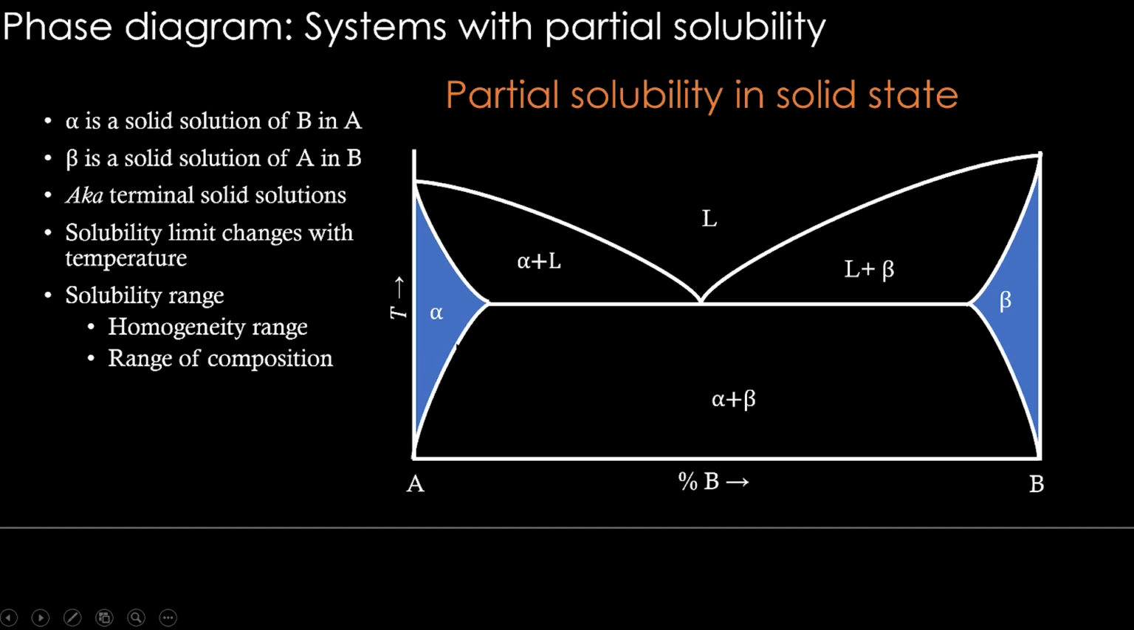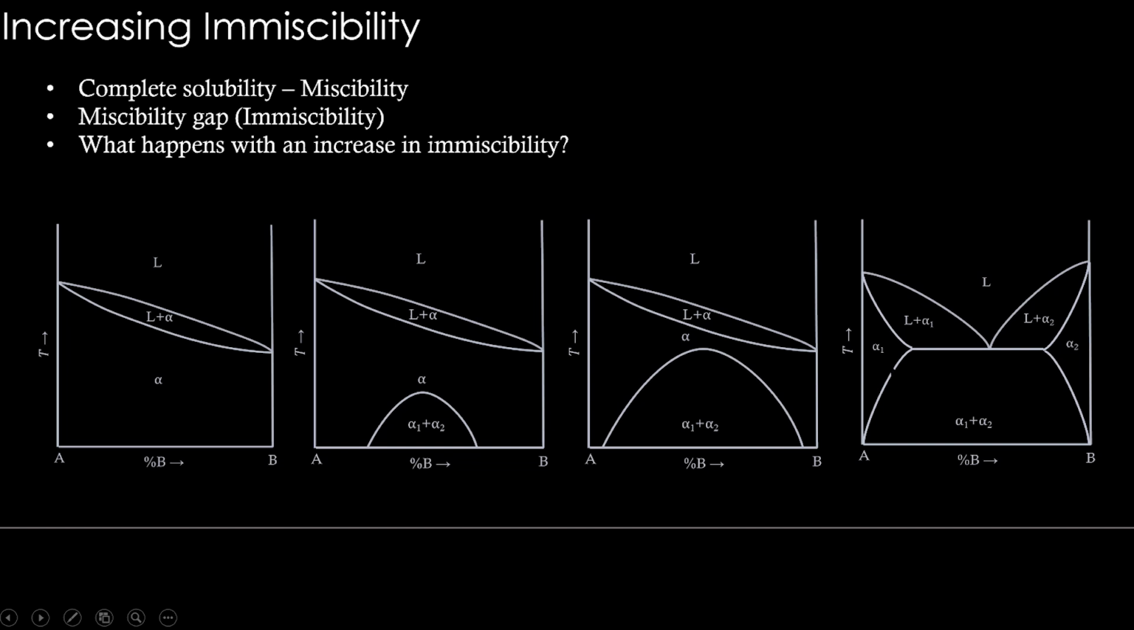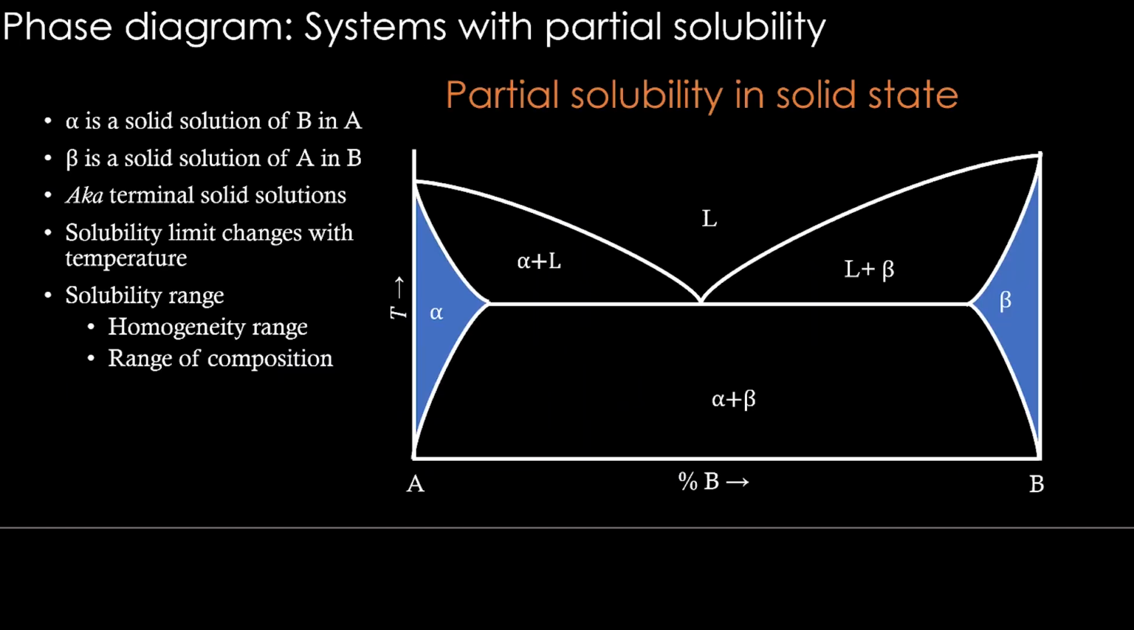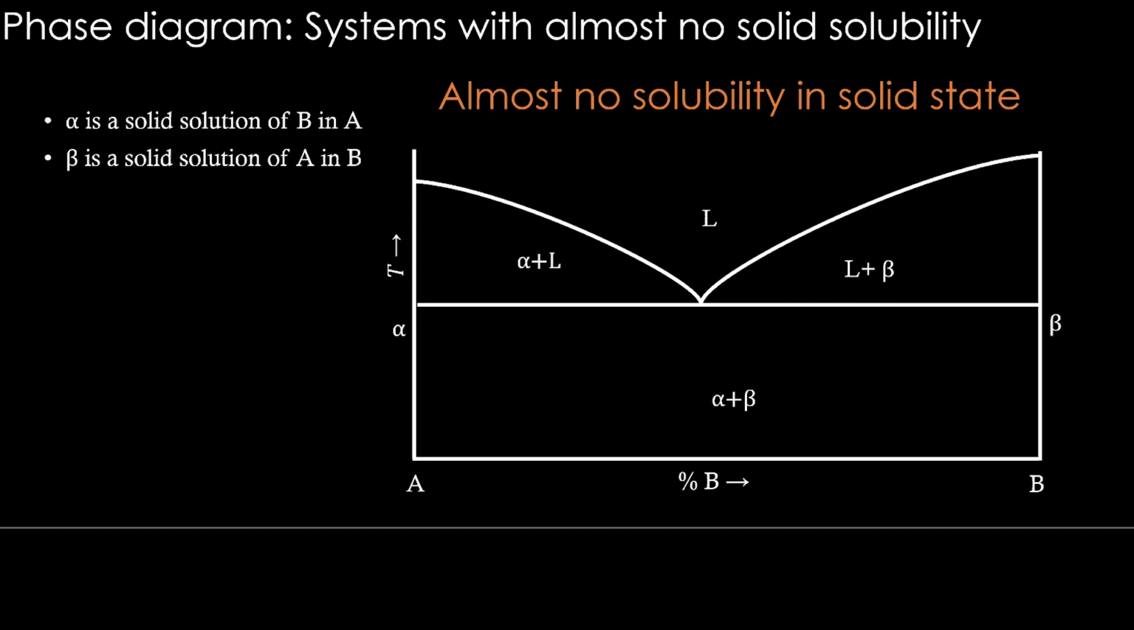We saw that this kind of thing happens when immiscibility increases, or that miscibility gap increases. So what happens if it increases further? It becomes almost like this, right? So almost no solubility in solid state. This is how it can become.